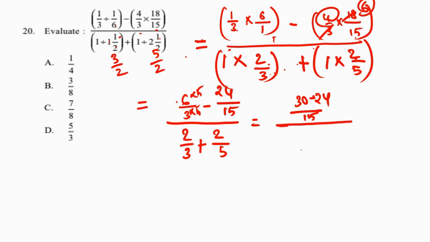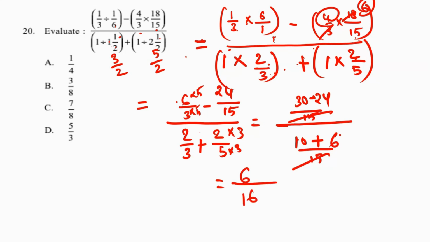Whole divided by, again 15 as the LCM: 3 times 5, so 2 times 5 is 10, plus 5 times 3, so 2 times 3 is 6. The 15 can be ignored. So on the top we have 30 minus 24, that is 6, and below we have 10 plus 6, that is 16. 6 divided by 16, both can be divided by 2. 2 times 3 is 6, 2 times 8 is 16. 3/8 is the answer.